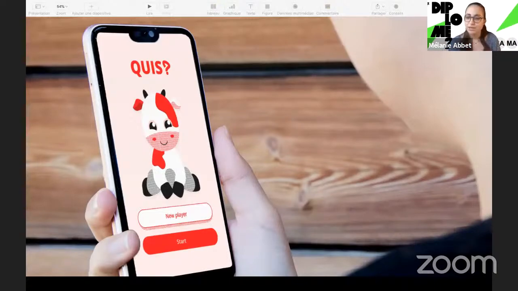It is a mobile application. Actually, it's in the form of a guessing game that connects two native speakers of different languages and helps them improve their language skills by interacting with each other.